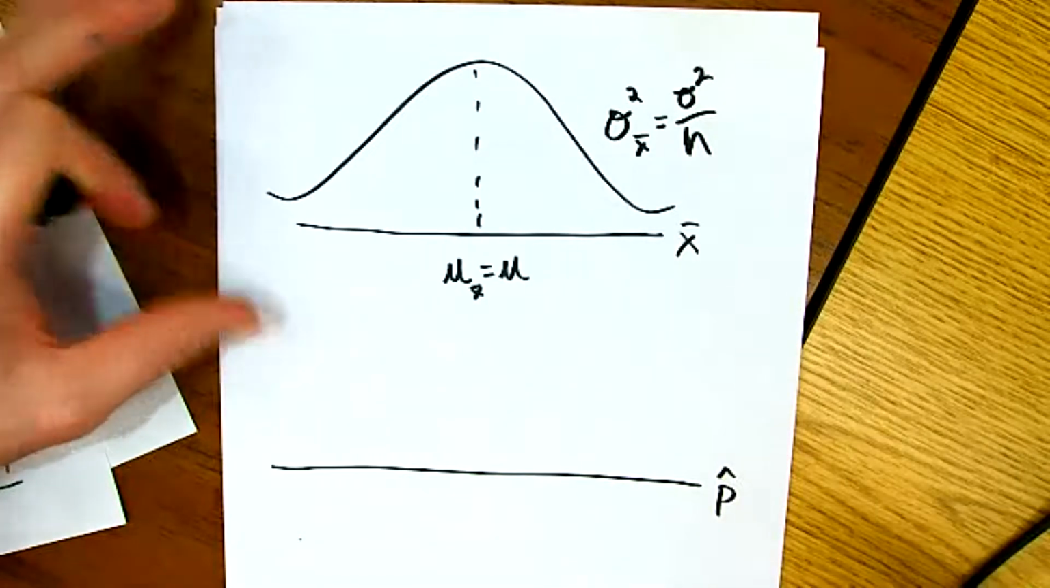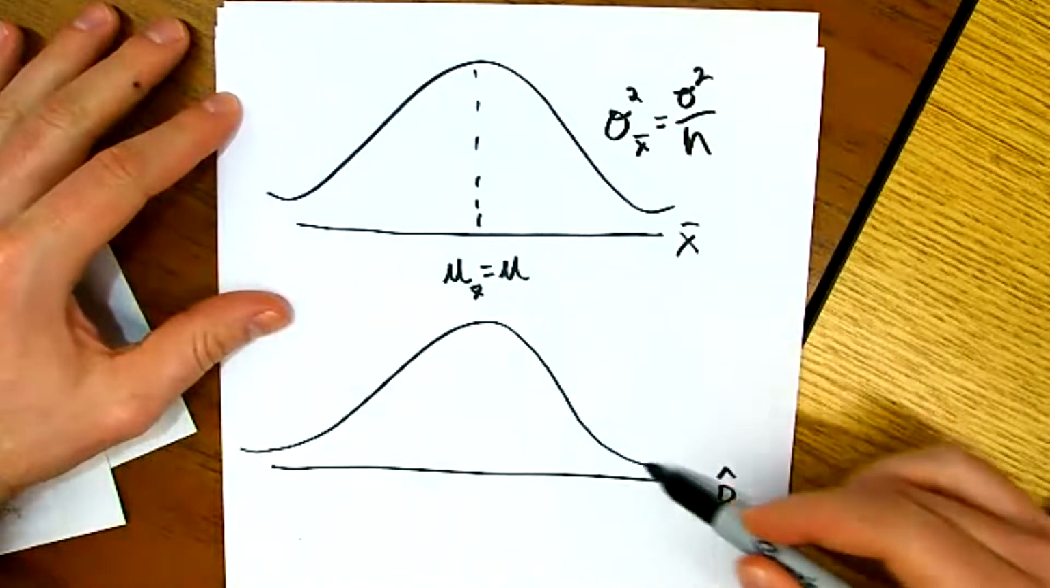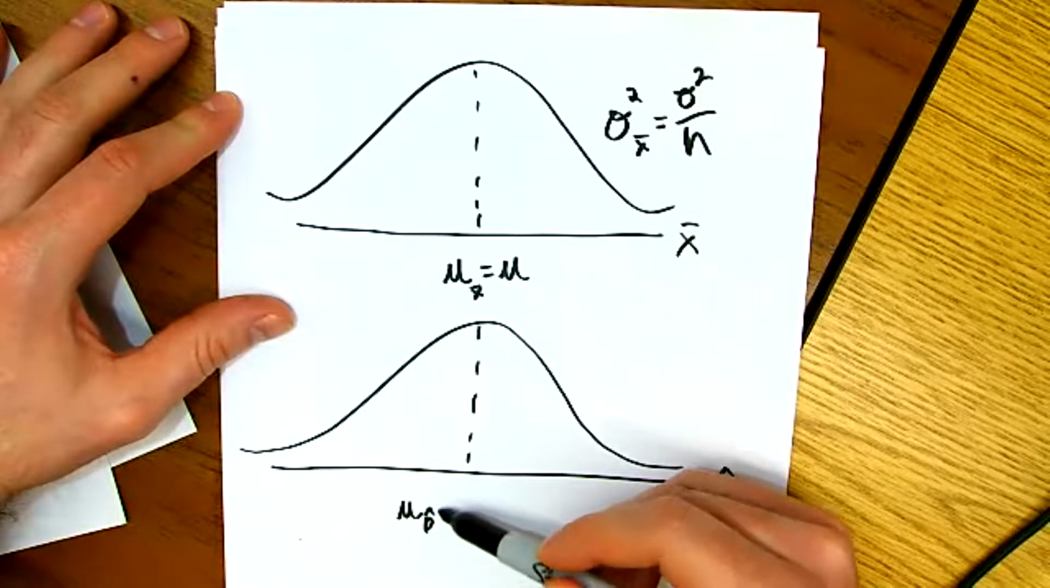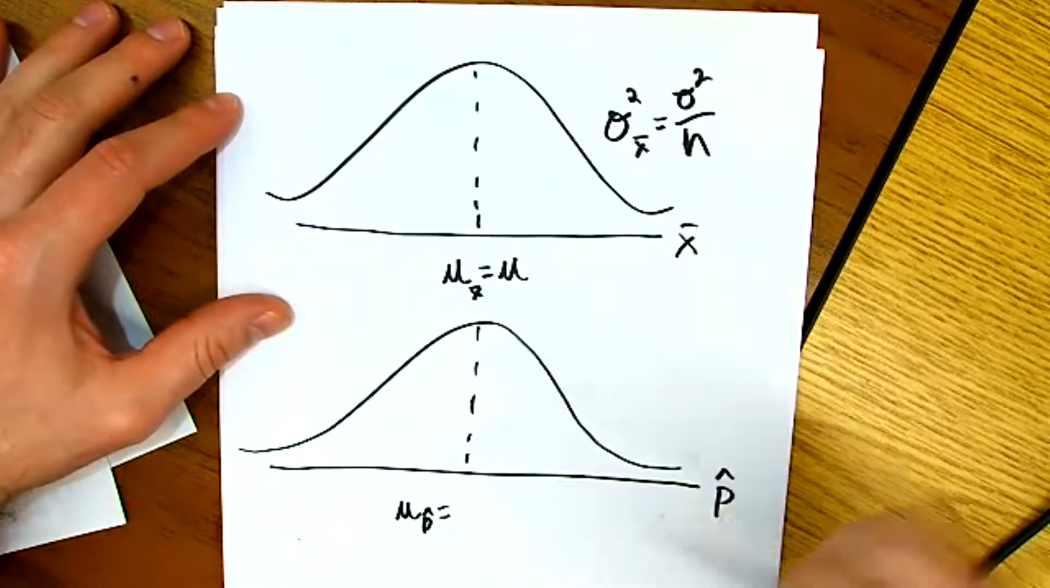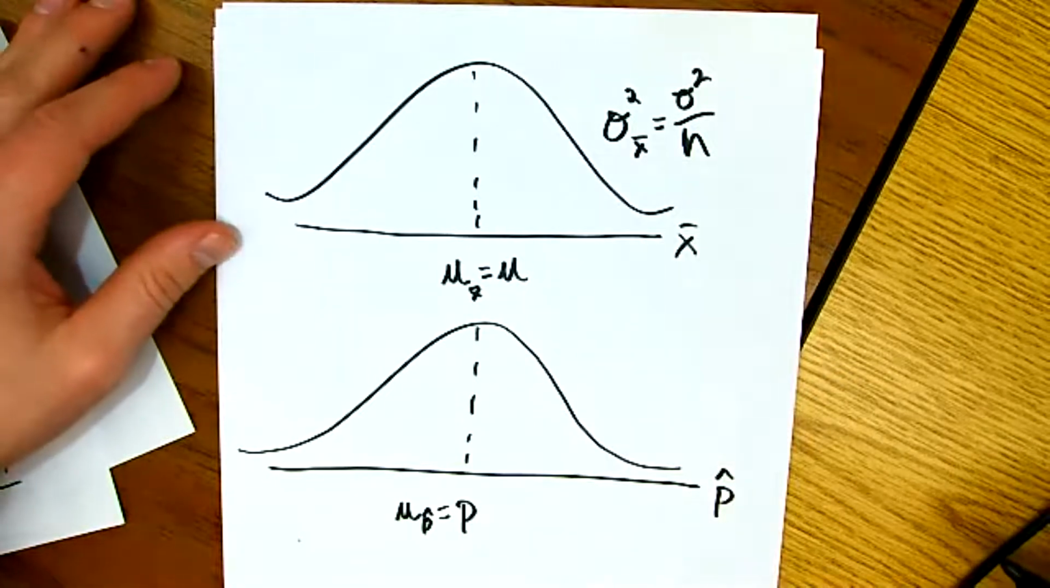If I'm thinking about the distribution of my sample proportions, as long as I have a sample size over 30, they'll be normally distributed, and the mean of my sample proportions, well, it won't be centered around the true mean because I'm now looking at proportion. It's going to be centered around that true population proportion.